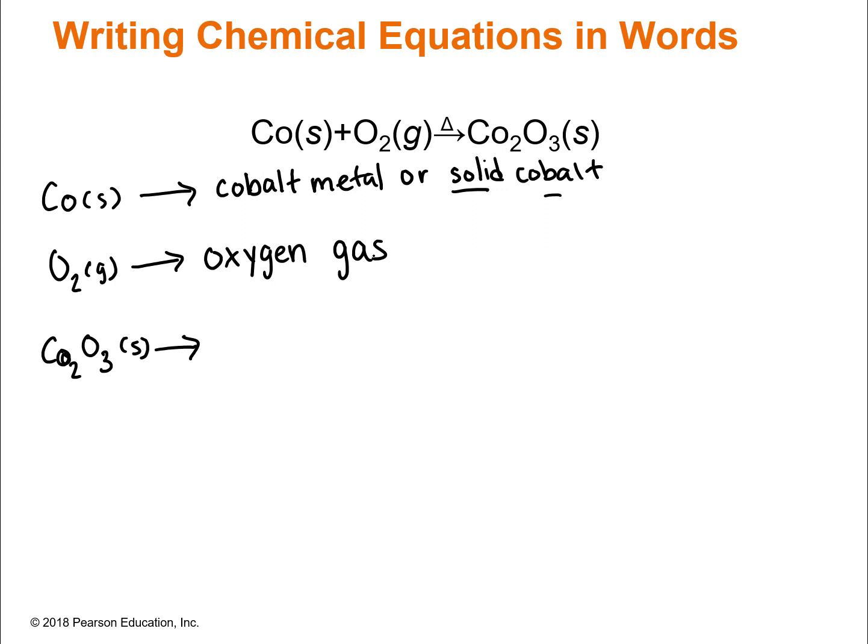The last one, we can classify that. We've got a metal plus a nonmetal. It's a binary ionic compound. Cobalt is a transition metal, so we need to figure out its charge. But we know it's going to be cobalt with some kind of charge that we will put as the Roman numeral, followed by the word oxide.